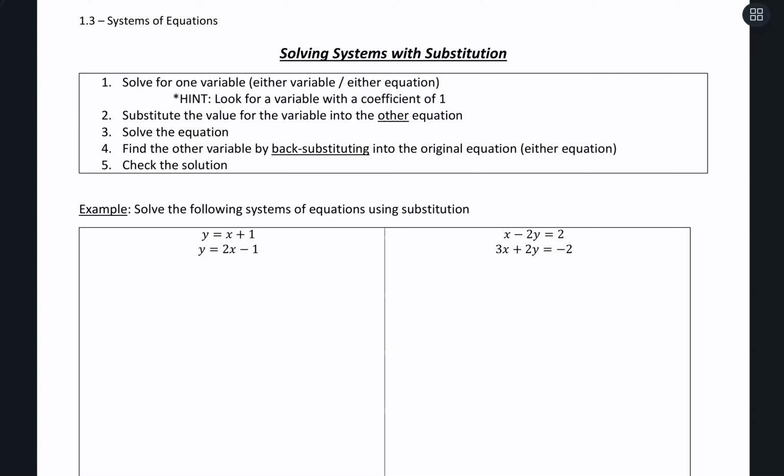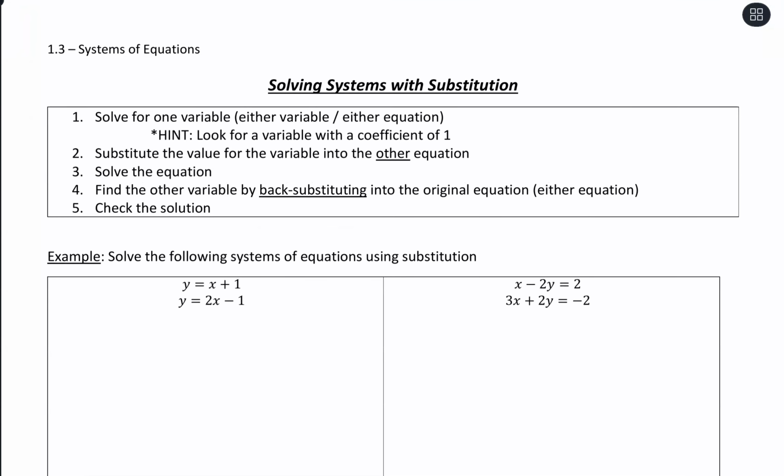So in this video, let's go with solving with substitution, in which we'll follow these steps that I have up here. So first thing we're going to do is solve for one variable, and it could be x or y, doesn't matter which one. You can also use either equation. Lots of freedom here in terms of which variable you're going to solve for. However, something I'm going to emphasize that will make it easier is looking for a coefficient of 1. So that'll be our first piece, solving for one of the variables.